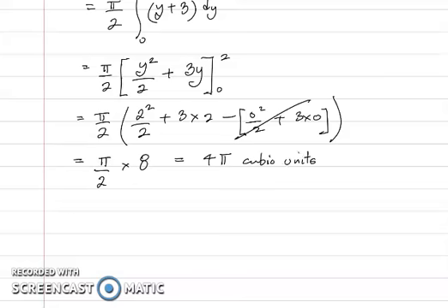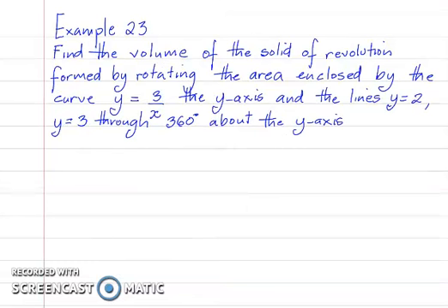All right, let's go again. Example 23. It says, find the volume of the solid of revolution formed by rotating the area enclosed by the curve y is equal to 3 over x, the y-axis, the lines y is equal to 2, y is equal to 3, through 360 degrees about the y-axis.